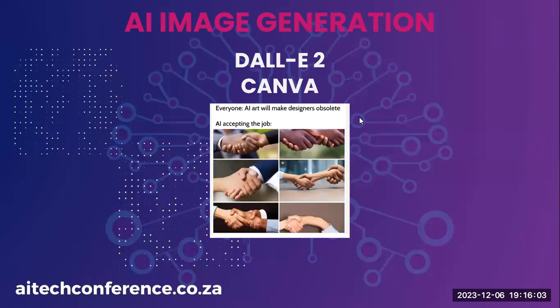ChatGPT has a sister called DALL-E 2, but you can also use Canva to create images for you. A lot of people are scared of ChatGPT and that it's going to take over, but it's not going to take over, because look at this meme. Everyone says AI art will make designers obsolete, and look at this image that it created, AI accepting the job. So we're still far away from AI taking over our jobs.